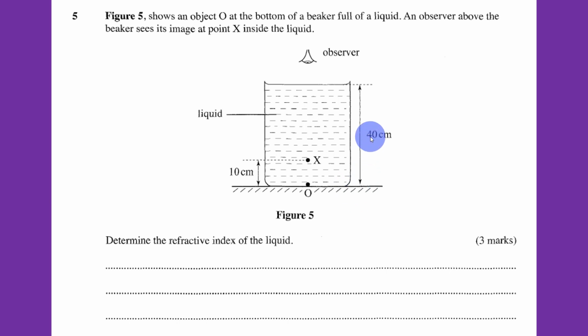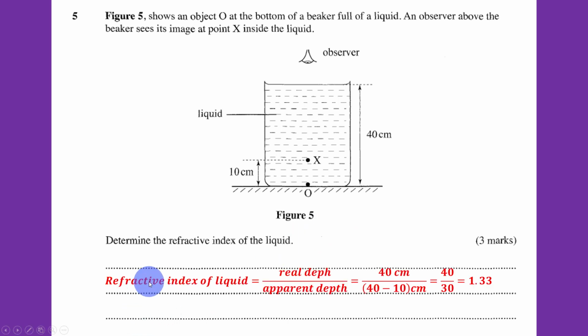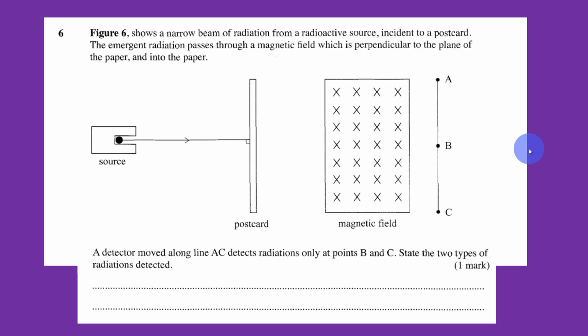And then I divide the real depth by the apparent depth. Of course, that is what I've already done here. So refractive index of the liquid is going to be equal to real depth of an object which has been put in that liquid over the apparent depth of the same object. And of course, I've already explained this. 40 divided by 40 minus 10. We've got 40 divided by 30, which is 1.33. From the value of this 1.33, we can comfortably guess that this liquid must be water. And let's go to question 6.